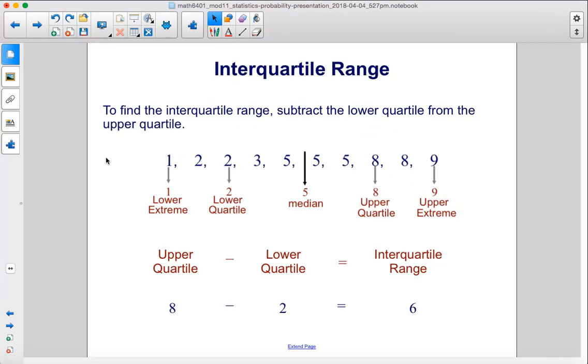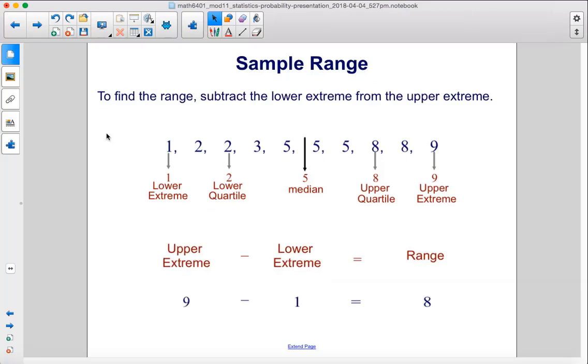To find the interquartile range, subtract the lower quartile from the upper quartile. So here our upper quartile is 8, our lower quartile is 2, so 8 minus 2 is 6, which is our interquartile range. To find the range, subtract the lower extreme from the upper extreme. So our upper extreme is 9, our lower extreme is 1, so 9 minus 1 gives us a range of 8.